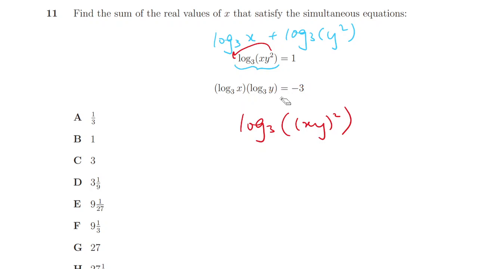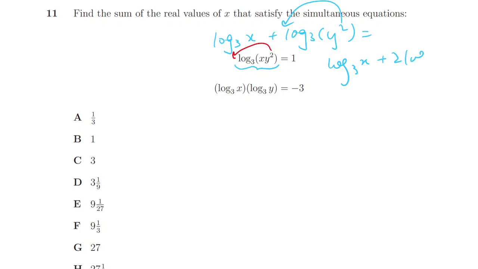Okay, good. So what other log rules could we execute? Now we can take the 2 outside, because 2 is only on the y. So this is log 3x plus 2 times log 3y equals 1. Good. Anything we could do to the second equation? Well, not quite, because this is a multiplication of logs, and we don't really have a log rule for that. So nothing we could do about that.